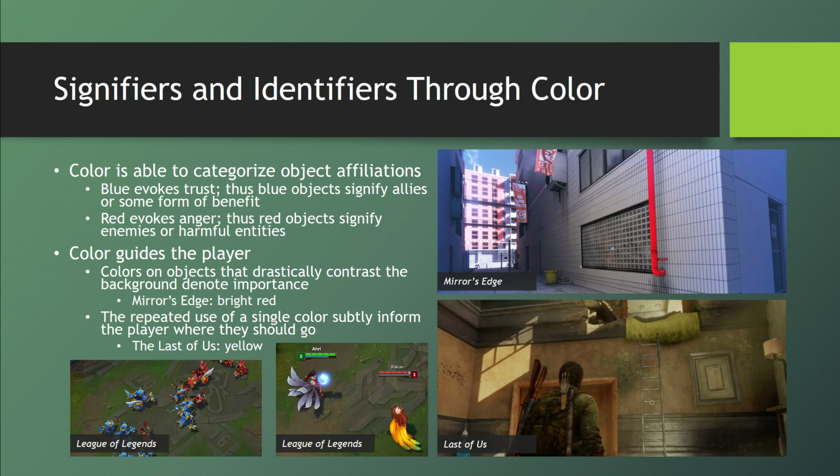Color is also used to guide the player. In fast-paced games like Mirror's Edge, a high-contrast color gives the player a clear and quick route to their objective. In games that place a higher emphasis on exploration, more subtle uses of color guide the player without breaking the immersion. Color is also important for brand recognition.